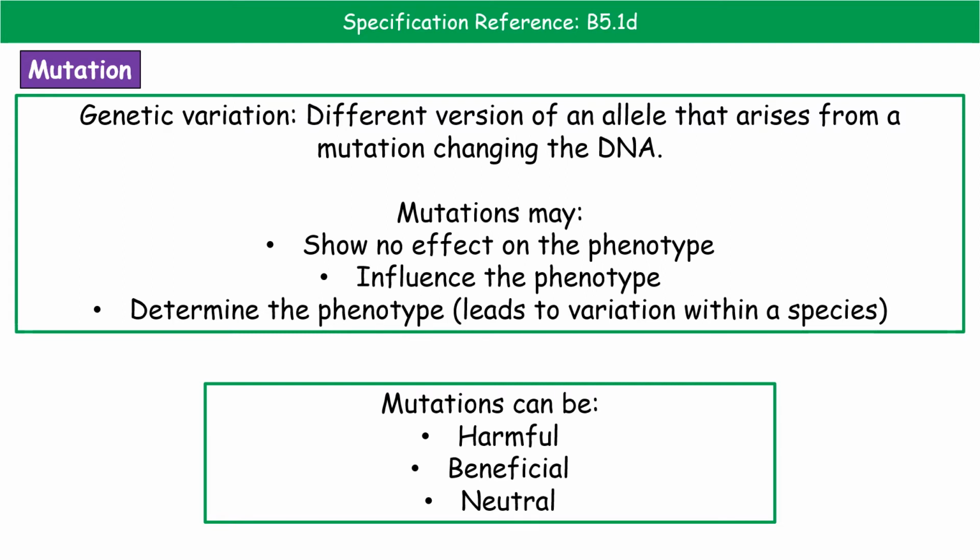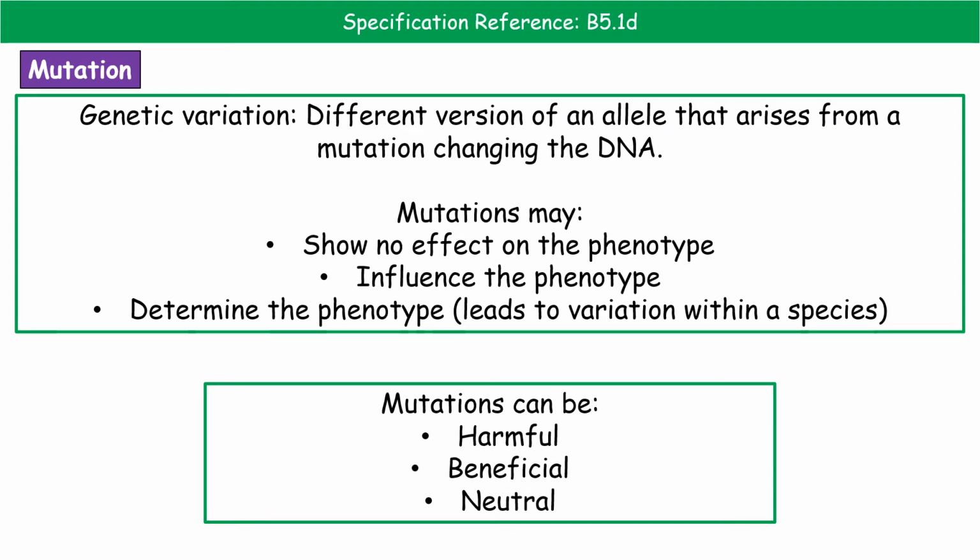As we've already said, genetic variation comes down to differences in the genome. If we've actually got different versions of alleles arising from mutations in the DNA, we get greater genetic variation. So mutations can actually be beneficial. However, not all of them are beneficial. Some of them will have no effect on the phenotype whatsoever.